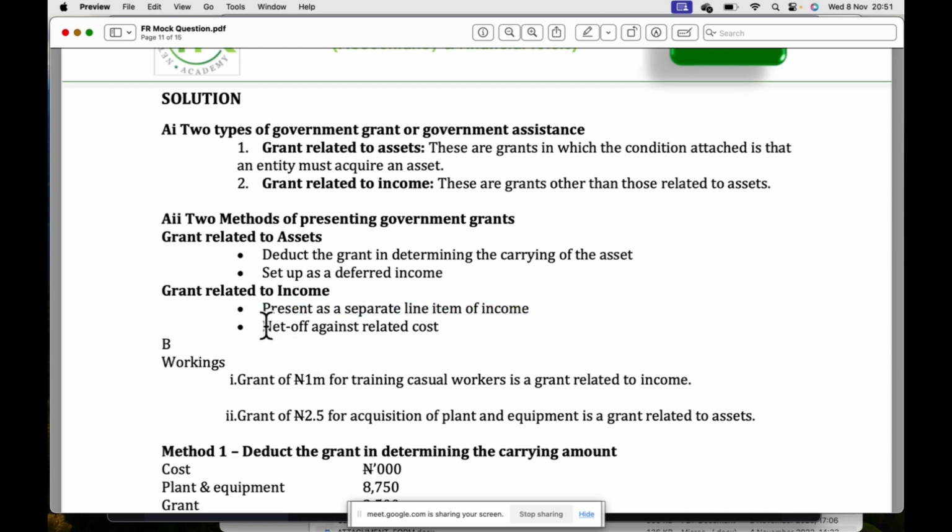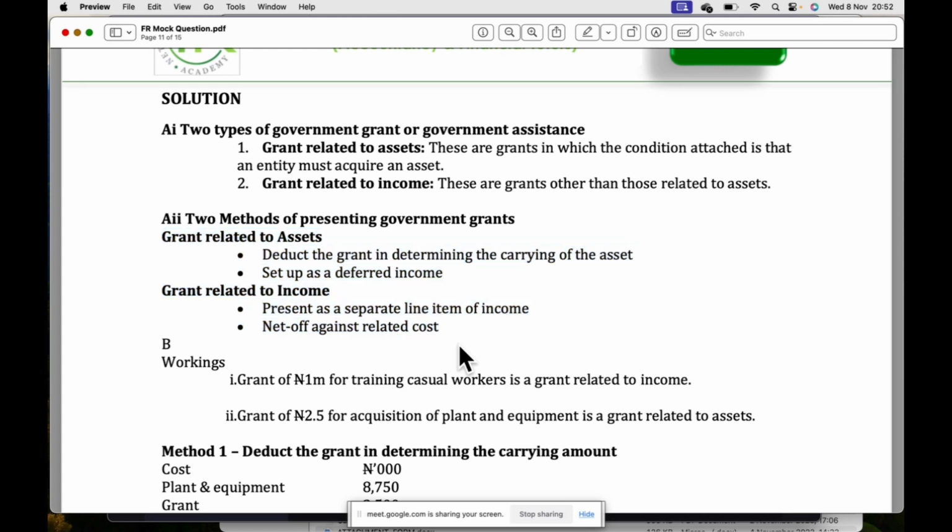Another way of presenting it is you net it off against related costs. So if the grant is helping you reduce your wages, for example, you will not present it as a separate line item, but rather you just use it to say, okay, our salaries is 100 million, but out of this 100 million, government has given us, let's say, 30 million or 40 million. So you just net it off against that 100 million. So these are the methods of presenting government grant.